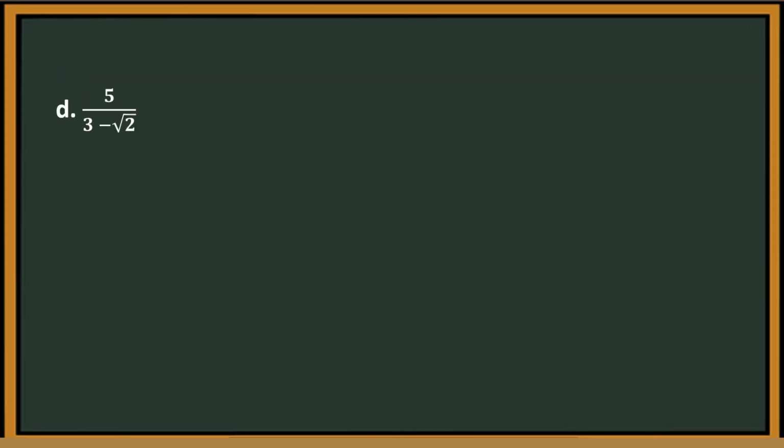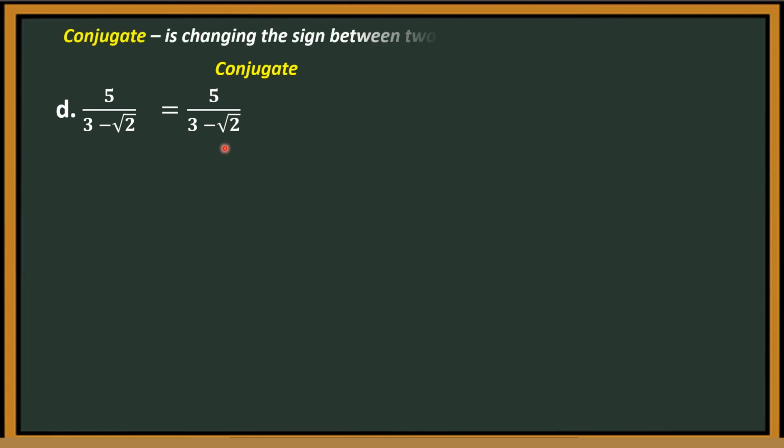Next is 5 over 3 minus the square root of 2. You just copy 5 over 3 minus the square root of 2. Look at the denominator. The denominator is binomial. And we have here radical. So kapag ganito ang given, paano natin siya isi-simplify? To simplify it, we need to use conjugate. What is conjugate? Conjugate is changing the sign between two terms in my binomial. So kung ito yung binomial, babaguhin lang natin ang sign. Yun ang imumultiply natin sa numerator and denominator.